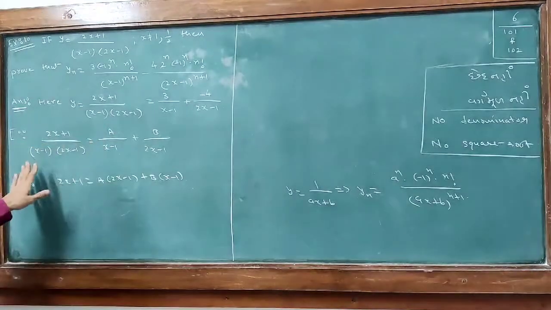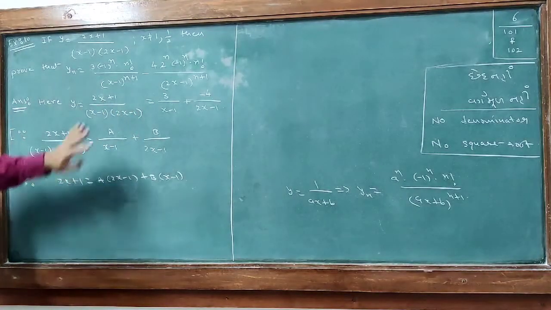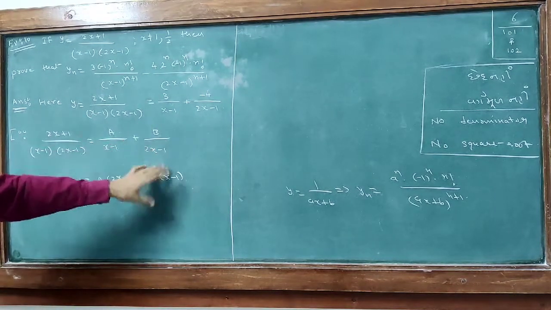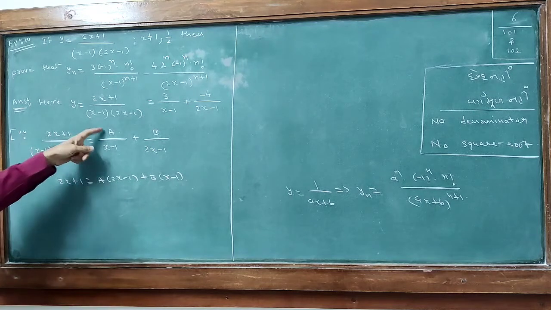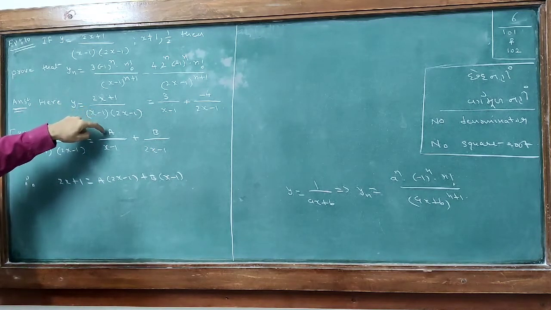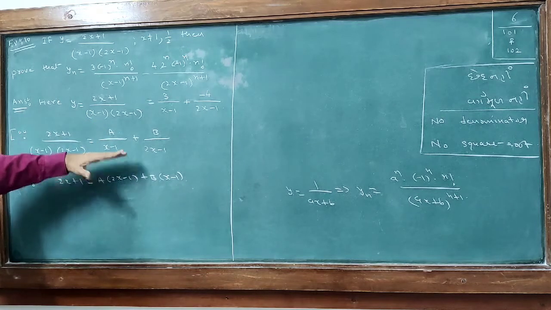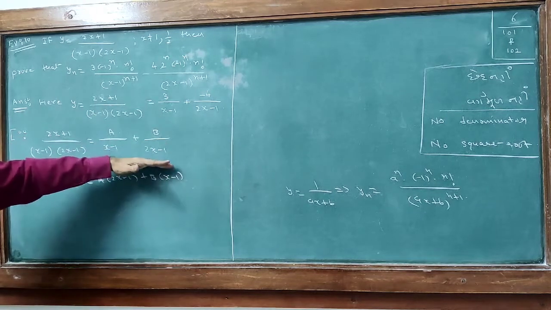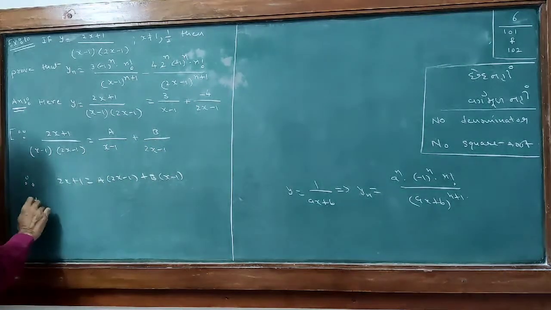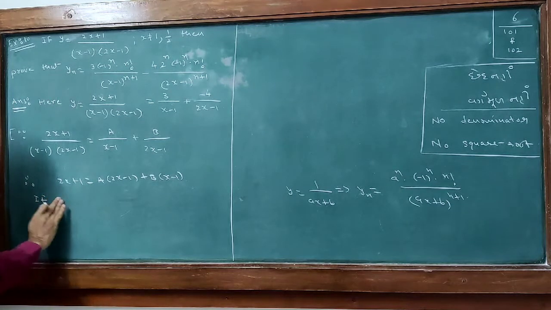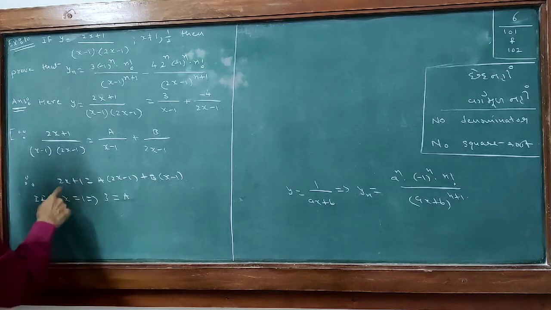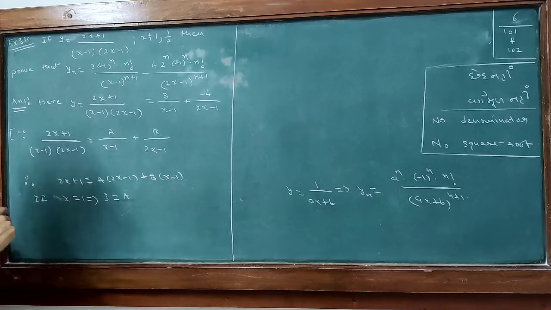if we multiply this denominator on that side, if you want to find value of a, put the denominator of a equal to 0. If you want to find value of b, put the denominator of b equal to 0. Means x is 1. If x equal to 1 implies 3 equal to 3a, this will be 0.